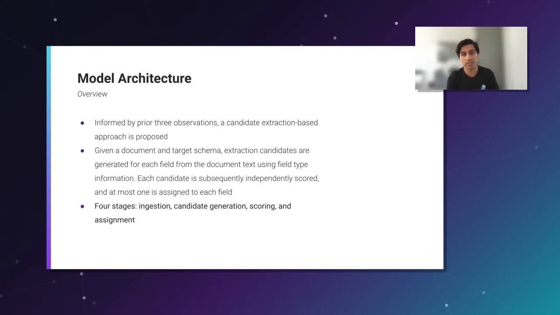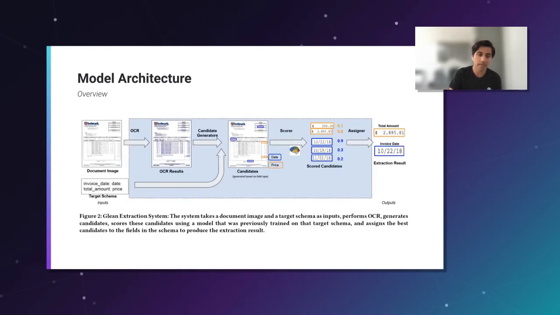So there are four key stages to this architecture. There's ingestion, there's candidate generation, there's scoring, and there's assignment. And these are the four stages that we'll now go into. But before we do that, here's the super exciting and really illuminating figure that was in the paper that describes the overall system.